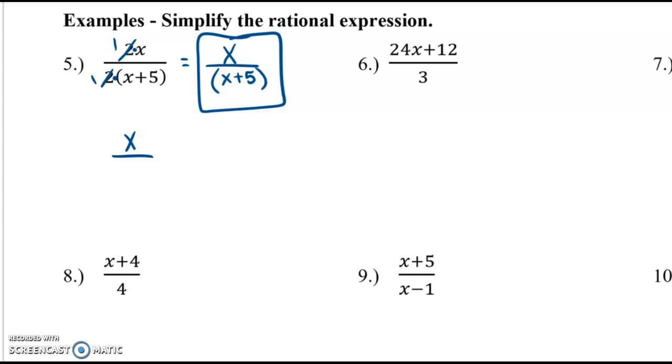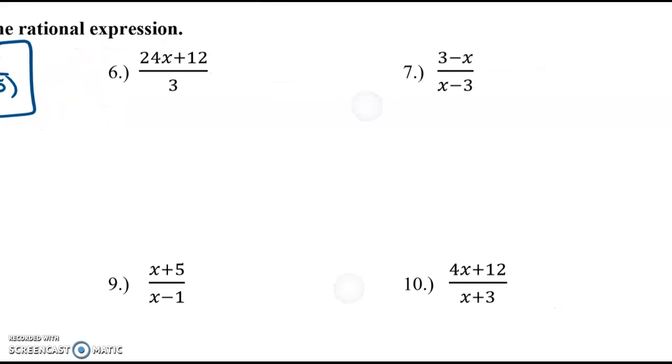You could also write your answer like this without the parentheses, that's fine. All right, looking at number 6, I'm going to factor out a GCF here for the top. That's going to be 12, and then 2x plus 1 over 3, and then simplify.